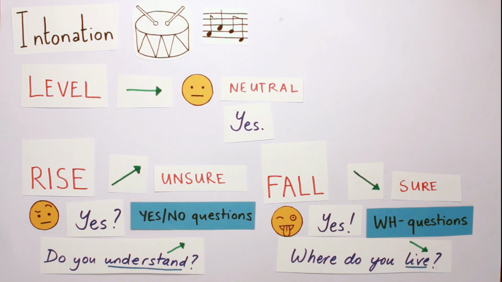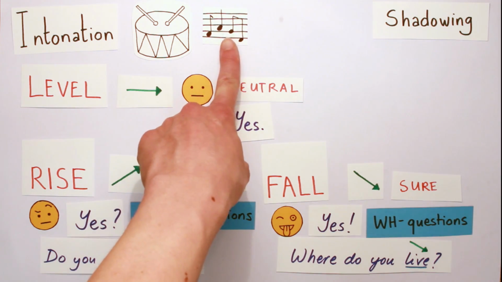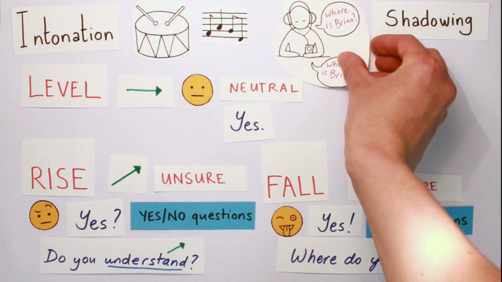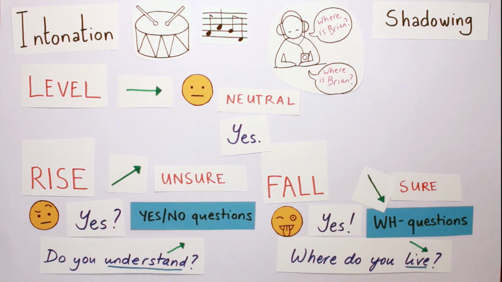Well, I'm going to tell you about a little technique that you can try in order to improve your intonation. It's a technique that's called shadowing. It's a very simple principle. You basically listen to someone speaking in English and then repeat what they say, all the time trying to keep the music of what you hear. So for example, you can listen to a podcast and repeat what you hear. I'm going to try this out with Pierre-Gilles, who's here with me.